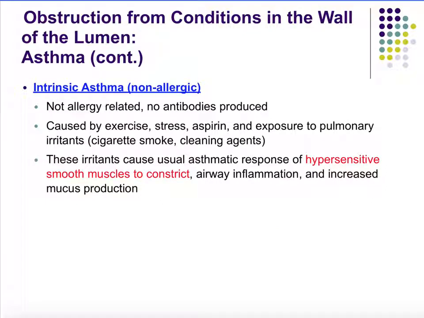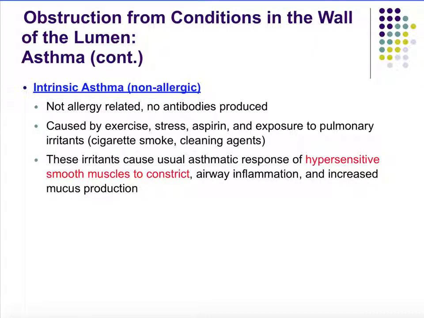We then have intrinsic asthma. This one is not associated with allergies. So no antibodies are produced here. So no IgEs are involved. Instead, it can be caused by things like exercise, stress, aspirin, exposure to pulmonary irritants like cigarette smoke, and cleaning agents. These irritants cause an asthmatic response. So people become hypersensitive and the smooth muscles essentially constrict.